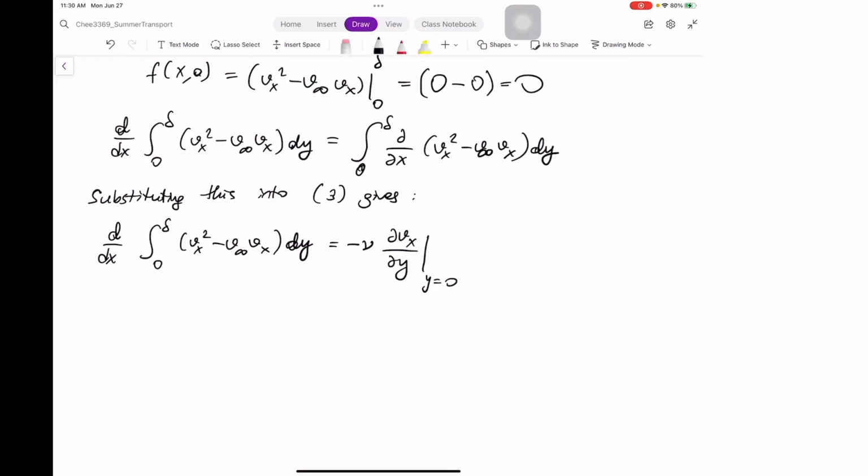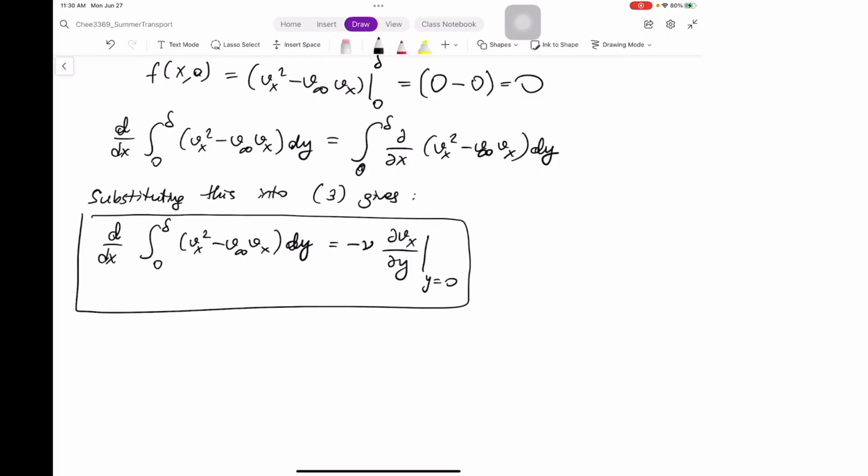So this is our governing integral equation. We call it the von Karman momentum integral equation. Okay.